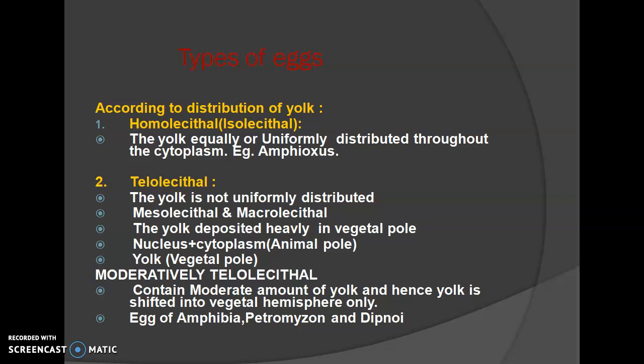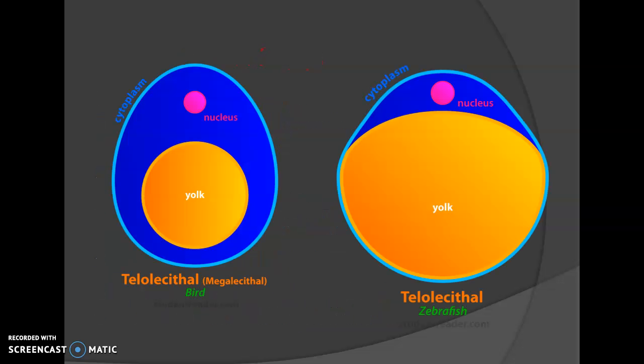So this is called a telolecithal type of egg, and this is exhibited by those eggs which generally possess a moderate amount as well as a large amount of yolk. Generally, the yolks are deposited heavily in the vegetal pole. You may know that this is a hen's egg. Here this part is called the animal pole and this part is called the vegetal pole. The vegetal pole is the blunt area and this is a pointed area. This pointed area is called the animal pole, where you can see only the nucleus as well as cytoplasm. This blunt end is generally provided with a large amount of yolk, and the area in which the yolk is concentrated is called the vegetal area.